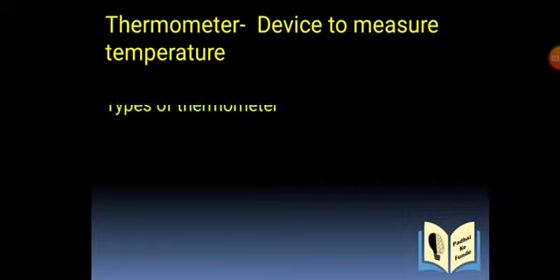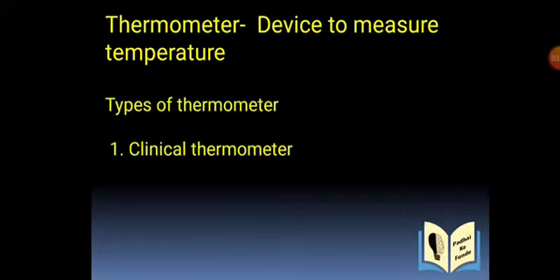Thermometers are of three types. The first one is the clinical thermometer that we use at our home, and doctors also use at the clinic to measure the temperature of the human body. So the clinical thermometer is used to measure human body temperature, and it is also called the doctor's thermometer.